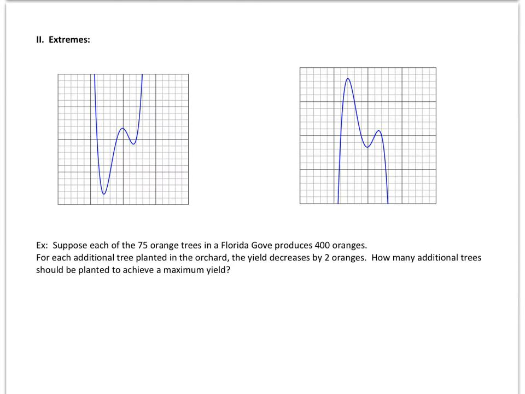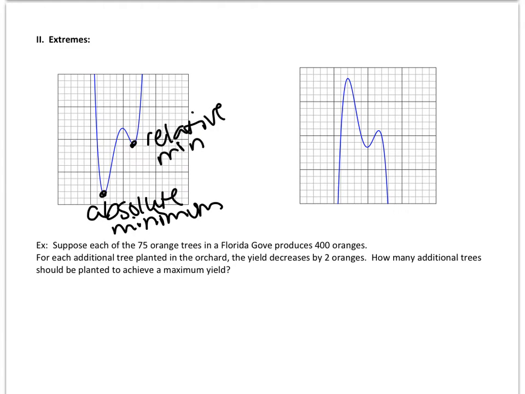Okay, so then for extremas, we're just going to label them. So you've got two kinds of minimums here. This is an absolute minimum, and a relative. So a relative minimum just means it's not the absolute lowest, but it's still a low part in the graph. And if I do maximums, again, the highest one is called the absolute maximum.